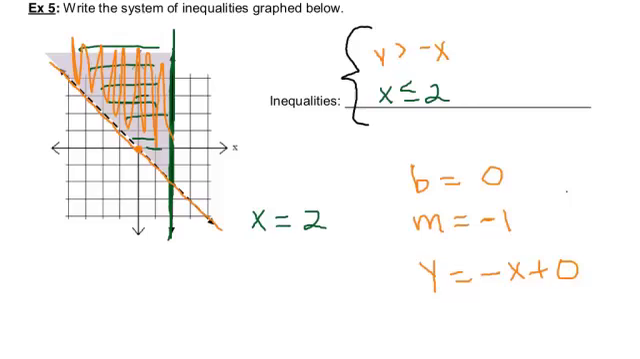And then we write systems inside a bracket. So this system of inequalities is y is greater than negative x, and x is less than or equal to 2. It does not matter which order you write them in, as long as you have both correct inequalities. So again, we can graph systems of inequalities just like we do equations. We're just looking for the shaded region, and that gives us our solution, instead of just looking for the intersecting point like we did with lines.